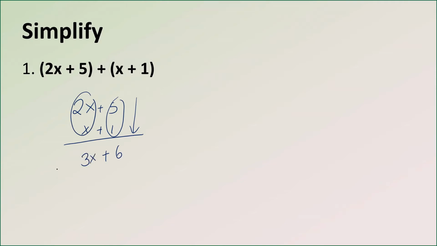One can get the answer like this, or in another way, I can first write all the x terms because we are adding like terms. We only add like terms together. 2x and x, let's write them down first. Afterward, 5 and 1. All of them we are adding together.